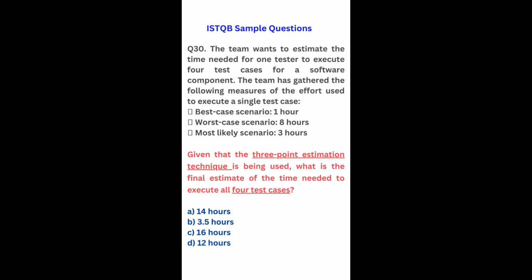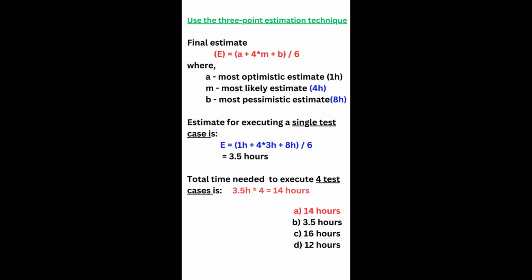Question 30. The team wants to estimate the time needed for one tester to execute 4 test cases for a software component. The team has gathered the following measures of the effort used to execute a single test case. Best case scenario, 1 hour. Worst case scenario, 8 hours. Most likely scenario, 3 hours. Given that the 3-point estimation technique is being used, what is the final estimate of the time needed to execute all 4 test cases? Let us use the 3-point estimation technique.